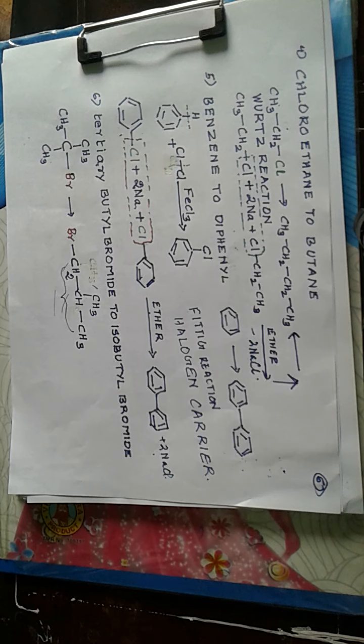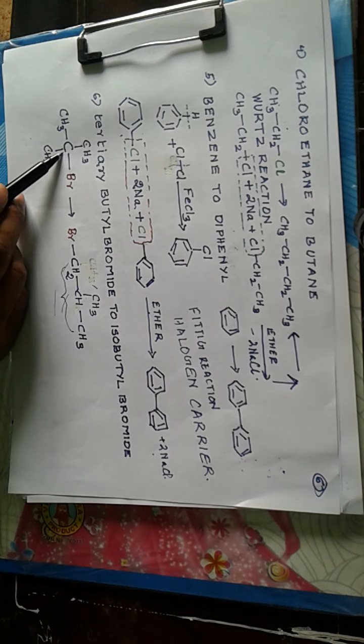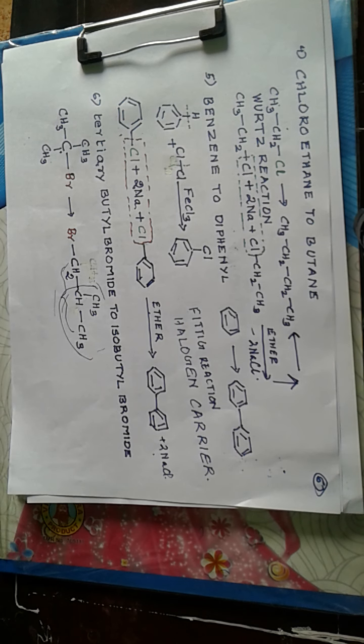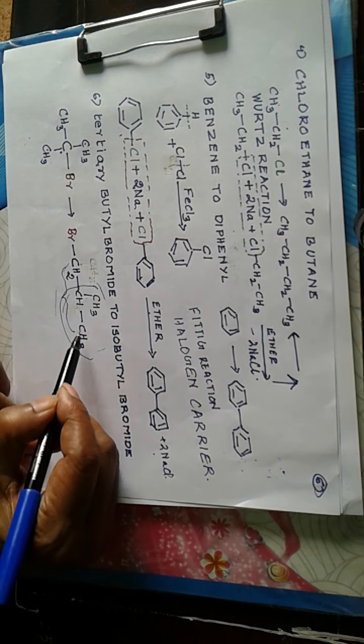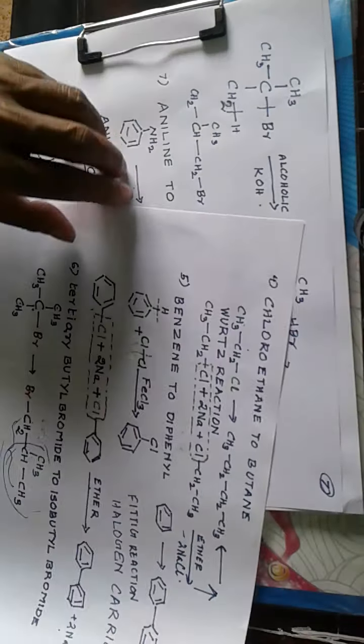Now the next conversion, tertiary butyl bromide to isobutyl bromide. This is tertiary butyl bromide because this carbon is directly bonded to 3 other carbons. So this is a tertiary carbon and tertiary butyl bromide. Now this group is an isopropyl group. Then connect one CH2 to the isopropyl group, we get an isobutyl group, bromine connected to it, it is isobutyl bromide, CH3, CH3, CH2Br. Now the reaction is the reaction of this tertiary butyl bromide with alcoholic KOH.